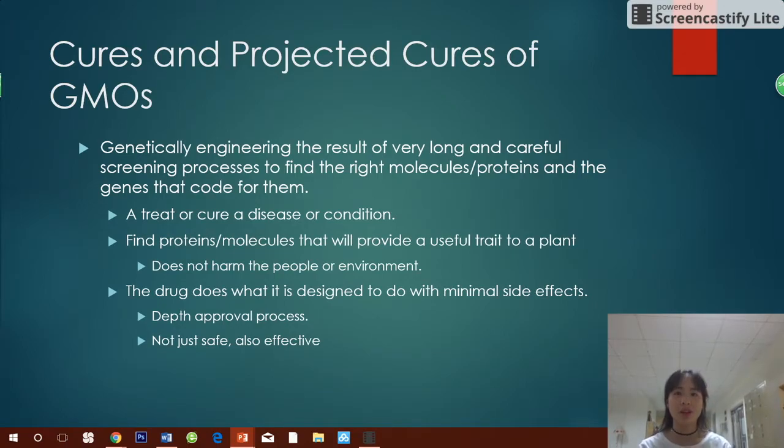Because these compounds are designed to have such profound biological impacts, they have a more in-depth approval process. They must not only be shown to be safe, but also to be effective for the condition they are targeted to treat.